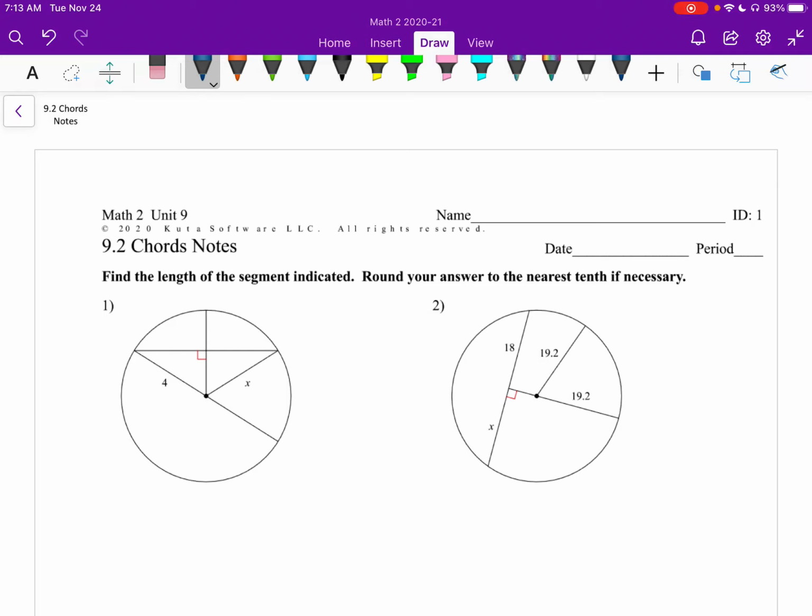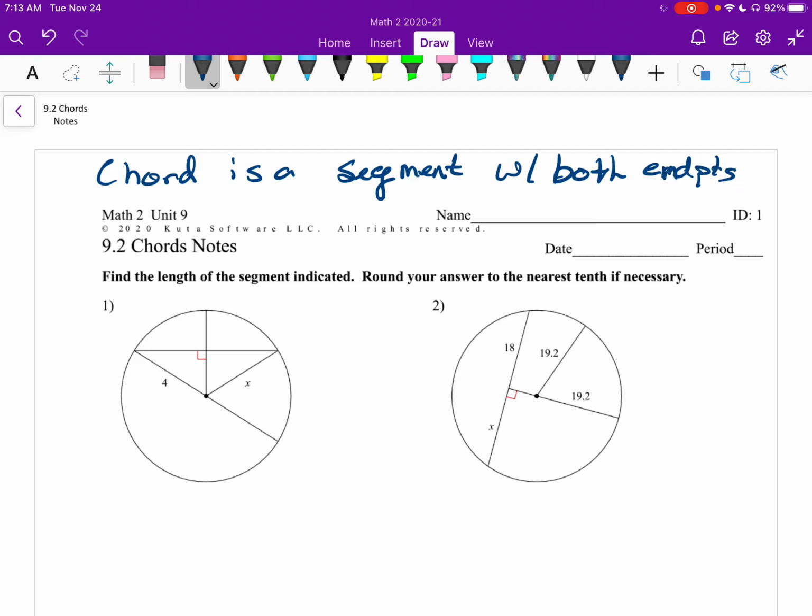All right, 9.2 chords. So for starting off, we need the definition of a chord. A chord is a segment with both endpoints on the circle. And what I mean by on the circle, I mean on the edge of the circle.